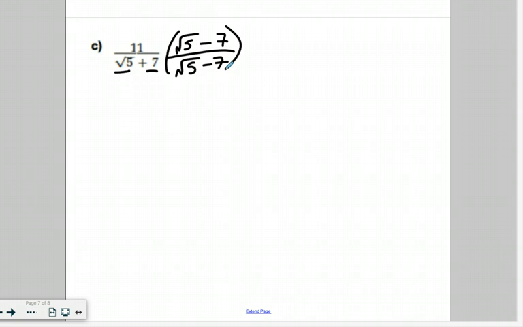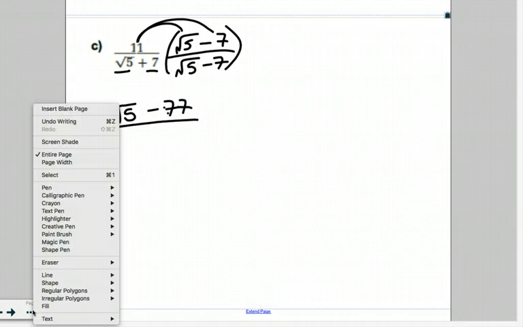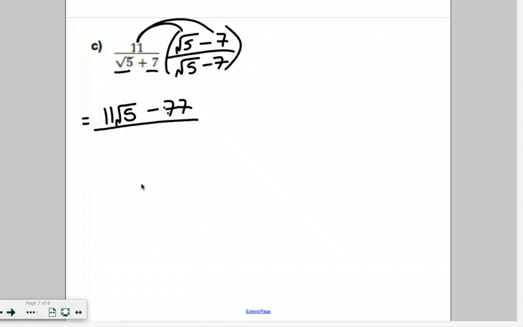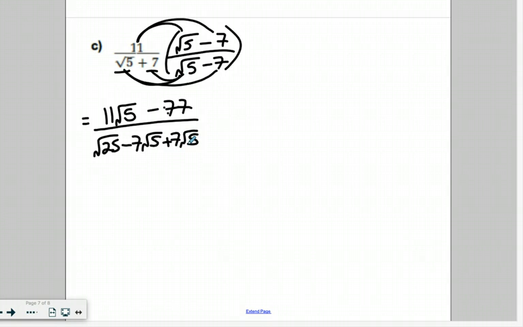And then we're multiplying. Okay, so that's 11 times root 5, which is 11 root 5. 11 times negative 7, which is negative 77, divided by, okay, then root 5 times root 5, which is root 25, which we just did, and then root 5 times negative 7, which is negative 7 root 5, and then positive 7 times root 5 is a plus 7 root 5, and then positive 7 times negative 7, which is negative 49.